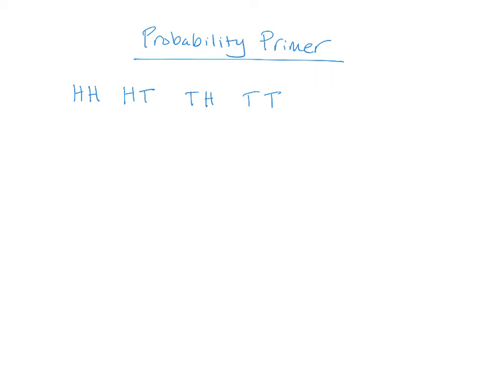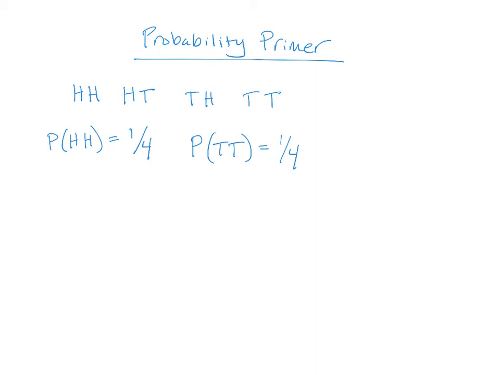So the probability of heads and then heads is 1 out of 4 total outcomes. There are 4 possible outcomes. One of them is heads and then heads. So the probability is 1/4 of the time you'll get heads, heads. Okay. The probability that you get tails, tails is also 1/4.